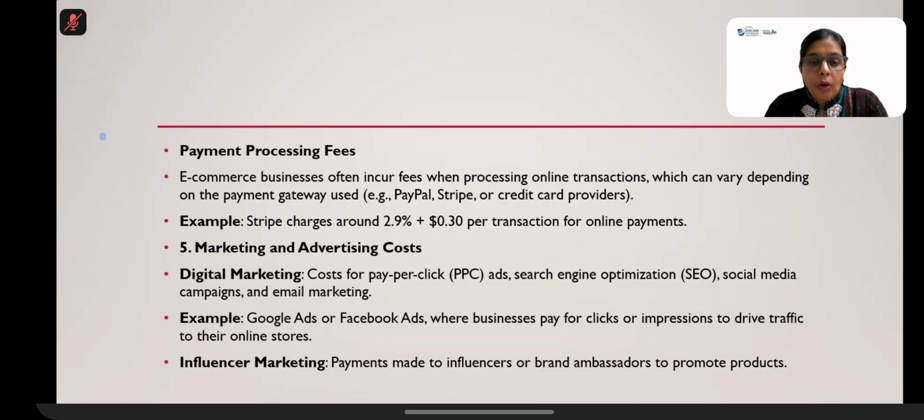So e-commerce business often incur fees when processing online transactions, which can vary depending upon the payment gateway used. Example, PayPal, Stripe, credit card providers. Okay, so here you have to incur different charges.